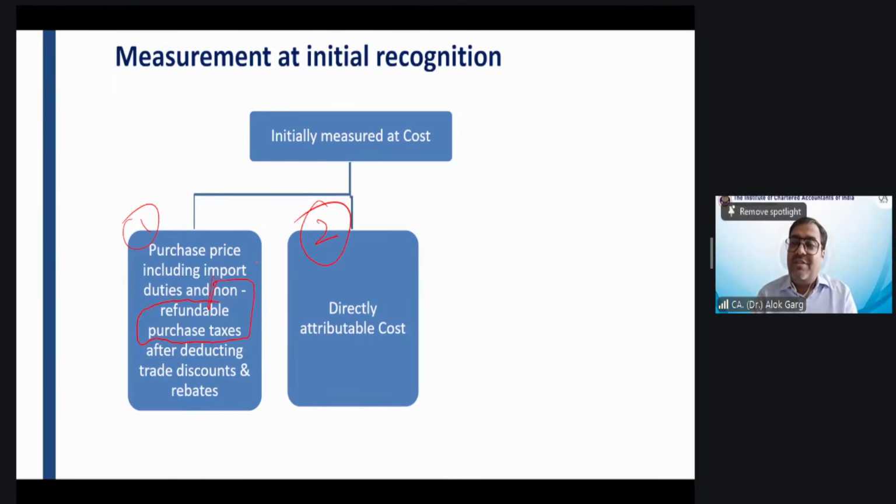Friends, whether these transportation cost, freight cost, installation cost, technician and trainer cost, would have been incurred if this machinery had not been acquired? Of course, no. These costs would not have been incurred if this machinery had not been acquired. It means these costs are considered as a directly attributable cost. So what is a directly attributable cost?